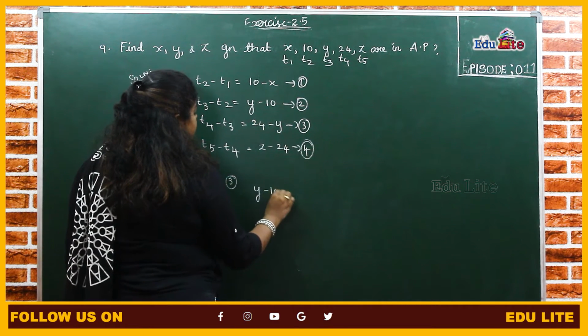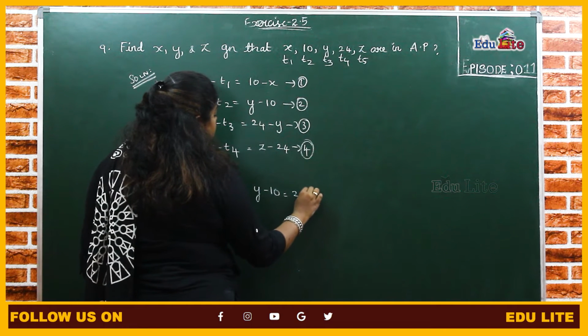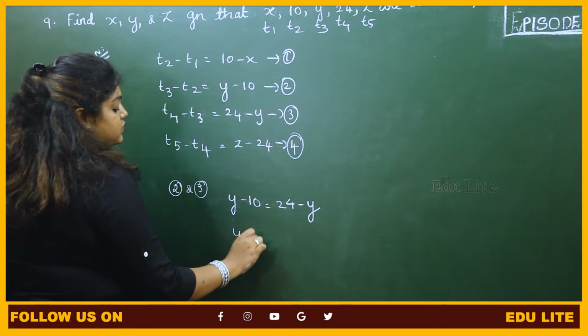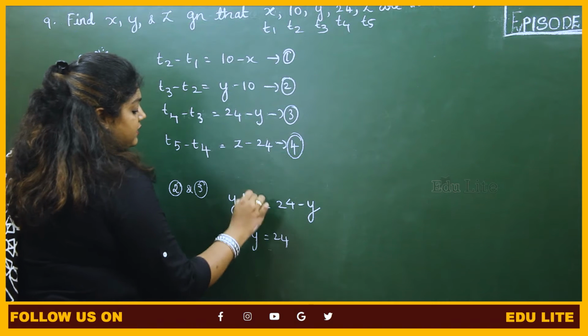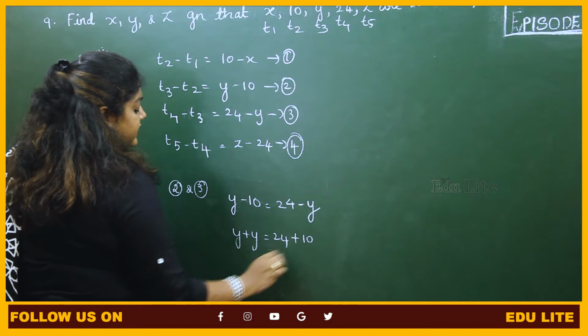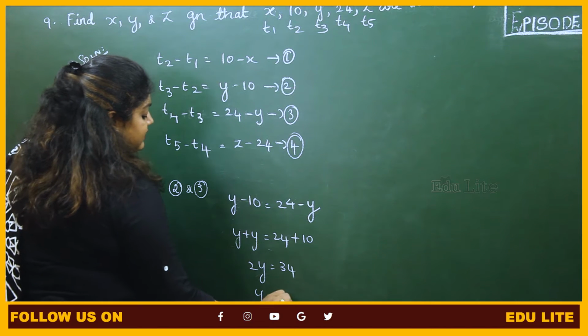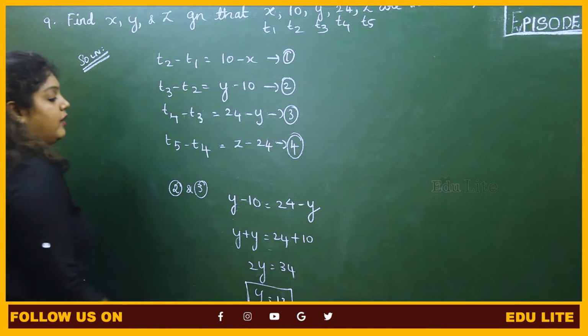y minus 10 equals 24 minus y. Bringing y to the other side, y plus y equals 24. Taking 10 to the other side, it will become plus 10. 2y equals 34, y equals 17. So, we have found the value of y.